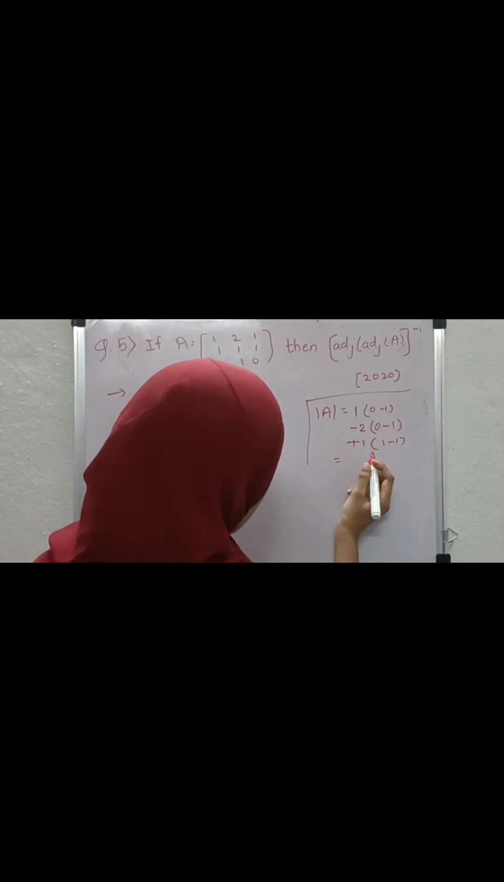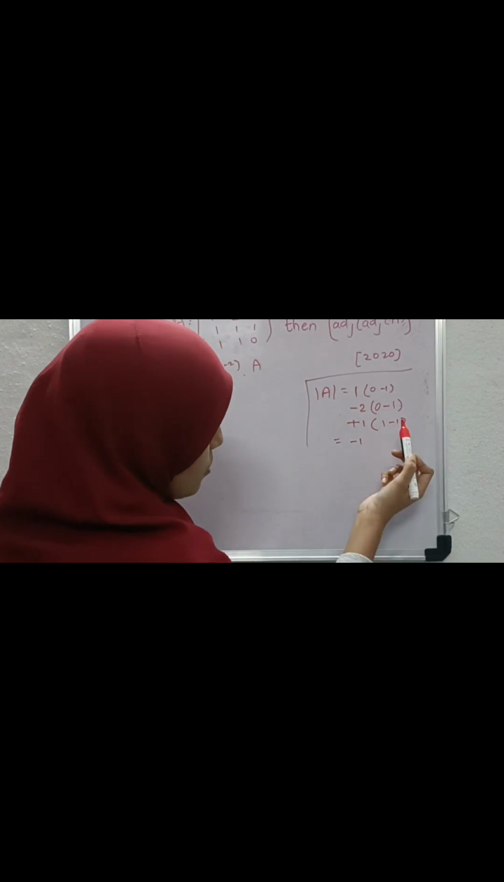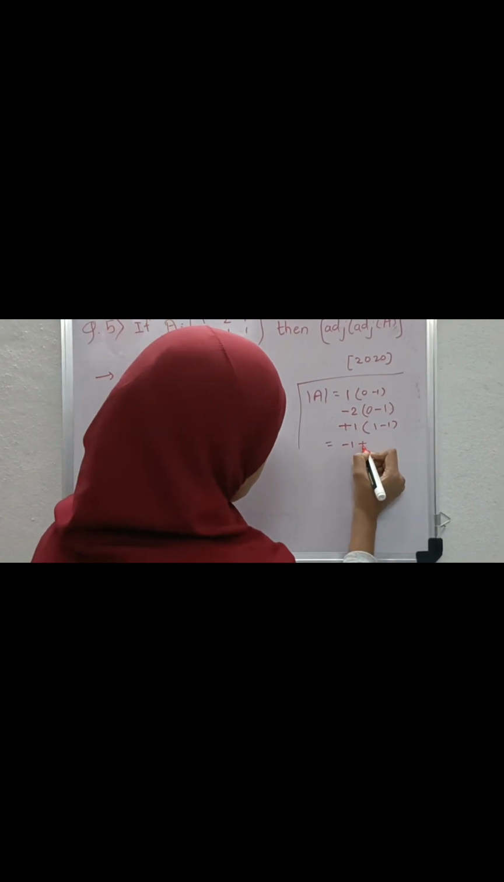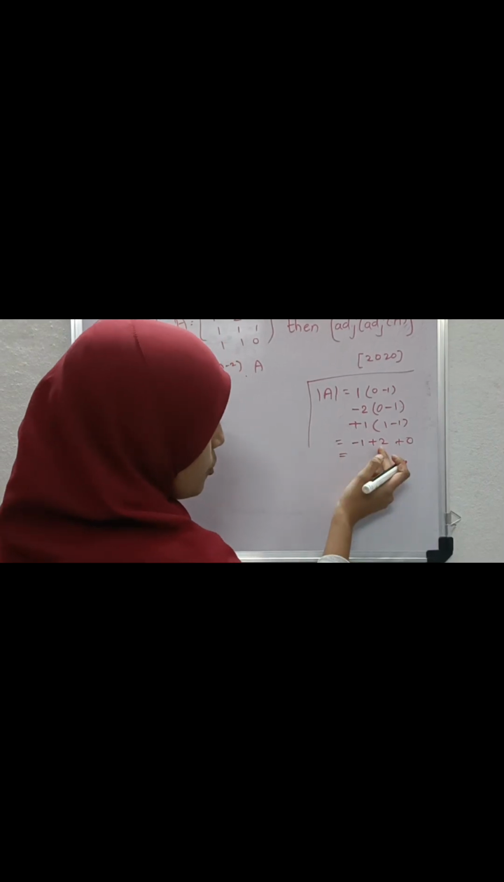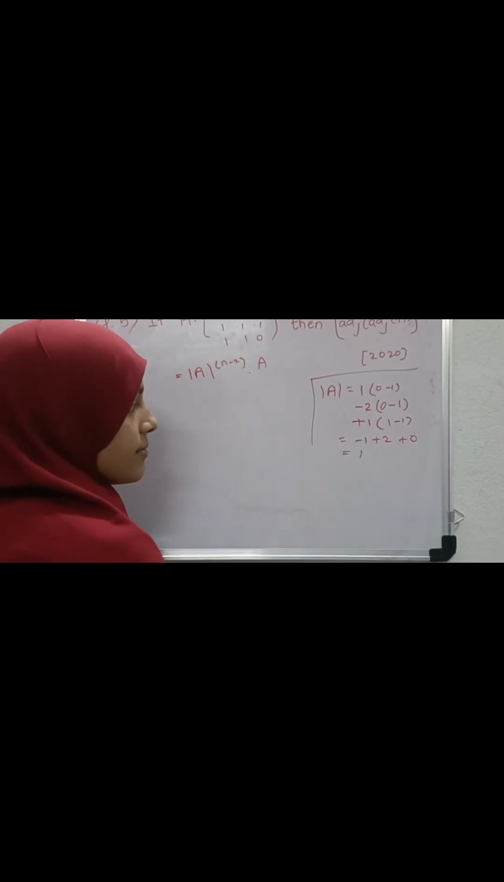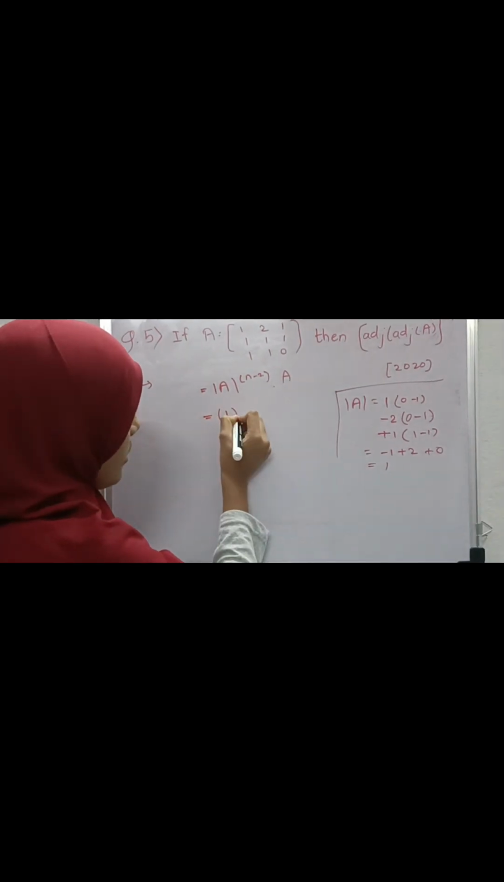Then I will also write it. This is nothing but minus 1, and minus 2 into minus 1 is plus 2. And 1 minus 1 is 0, so it will become 0. So we know 2 minus 1 is nothing but 1. So we will write here that the determinant of A is 1 raised to n minus 2.